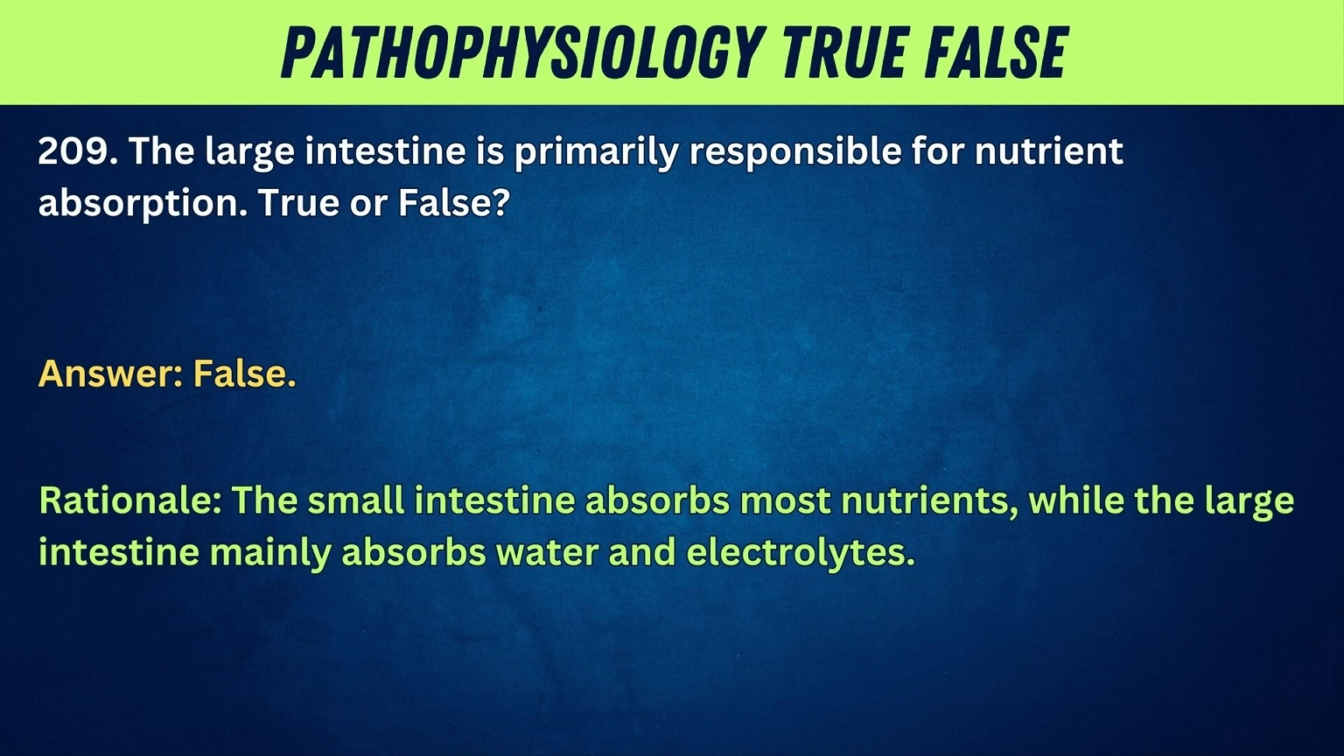209. The large intestine is primarily responsible for nutrient absorption. True or false? Answer: false. Rationale: the small intestine absorbs most nutrients, while the large intestine mainly absorbs water and electrolytes.